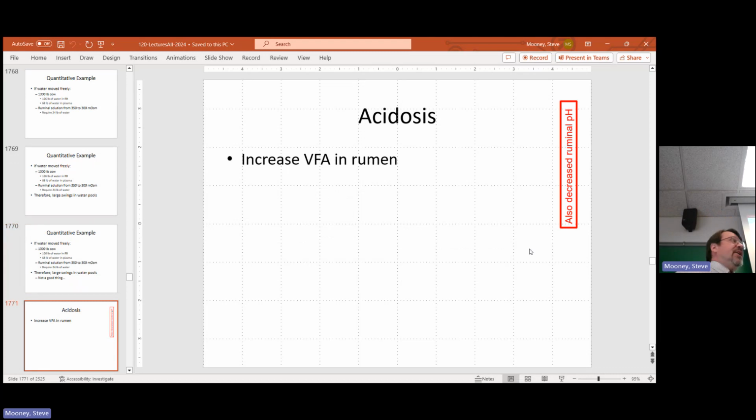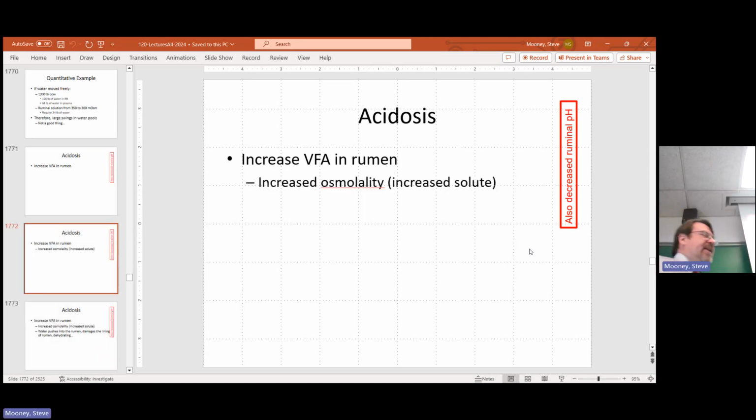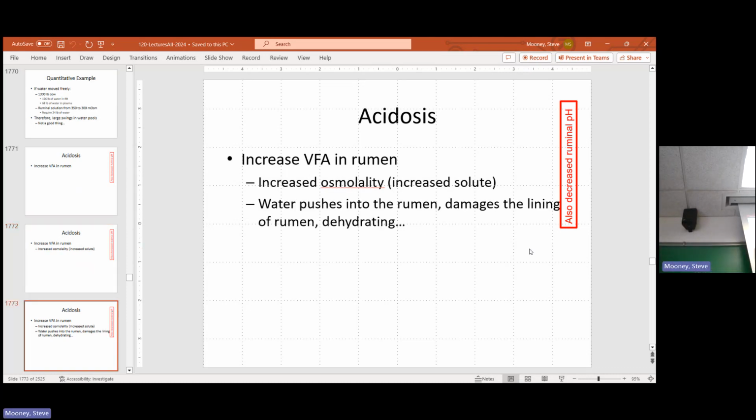So we're looking at acidosis. We get that rapid fermentation. I forgot to add into your things there: with that increase in VFA, which are acids, you're going to get a tremendous drop in ruminal pH. So you can add that over on the side of your handout there. But what we're concerned about is the solutes in solution. So increased osmolality, increased solute, those VFAs are osmotically active. Water starts pushing into the rumen to help equalize things out.